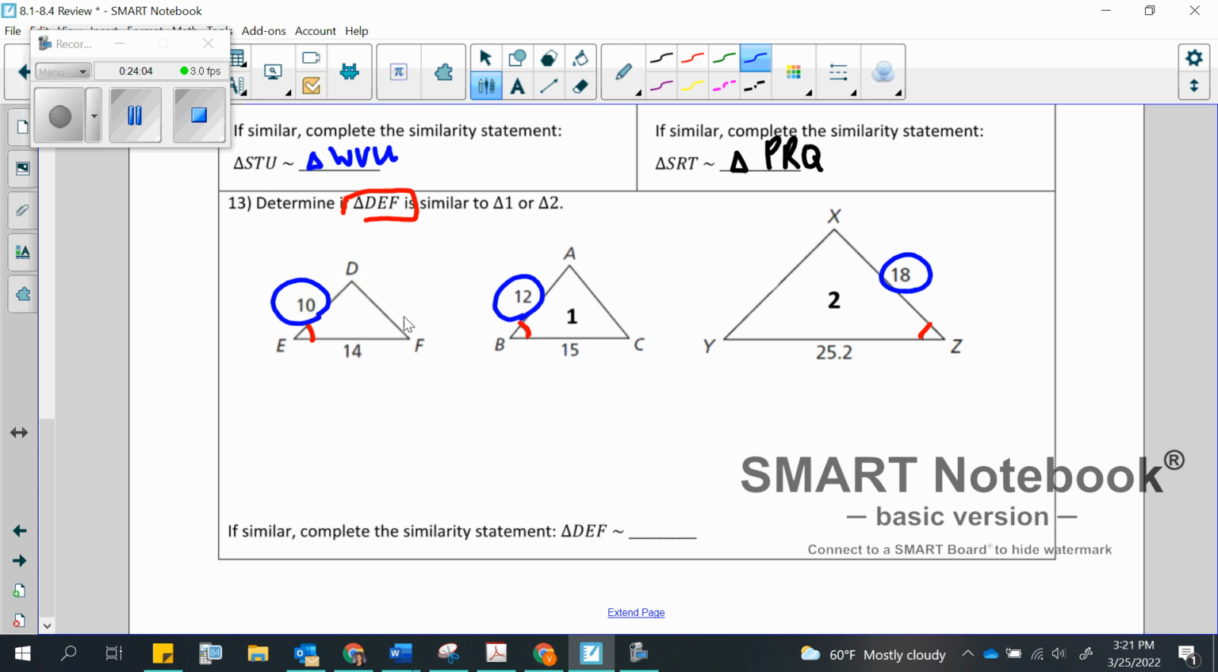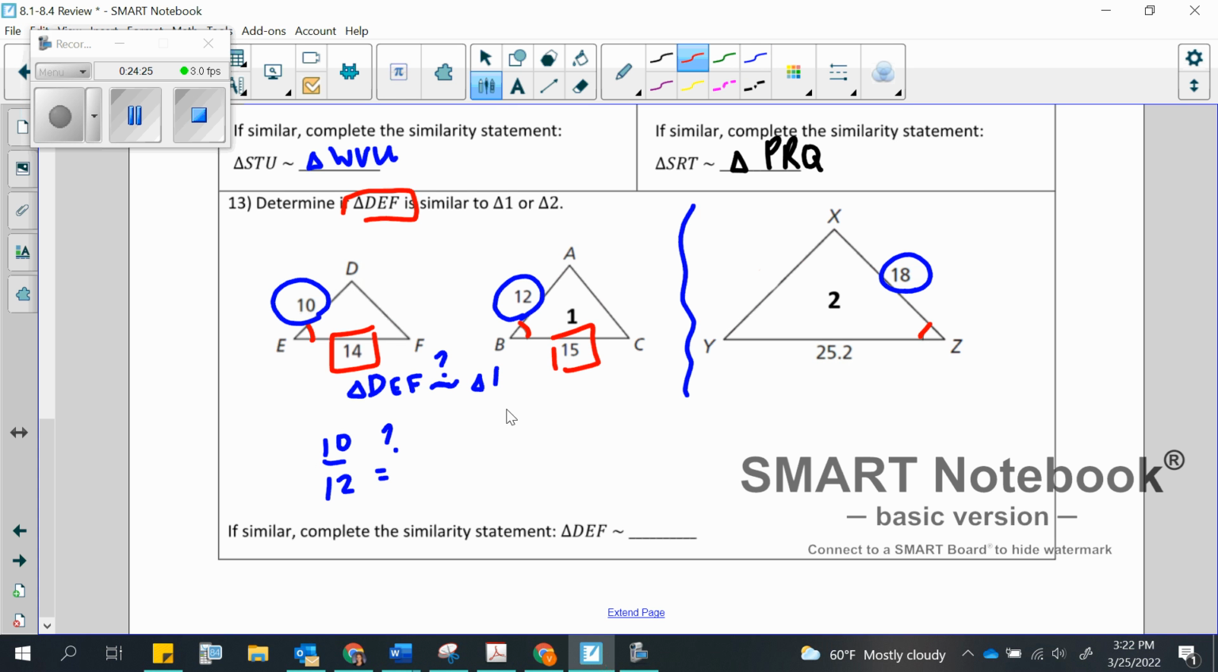So I'm just going to start out with triangle DEF, and I want to see, is that similar to triangle 1? Okay, so I'm going to ignore triangle 2 for a second. So I'm going to say, okay, is 10 over 12 the same proportion as 14 over 15? If it is, then these two triangles are similar by side-angle-side. 10 over 12 is 0.833. 14 over 15 is 0.933. So they are not going to be similar. So 1 and DEF are not similar.